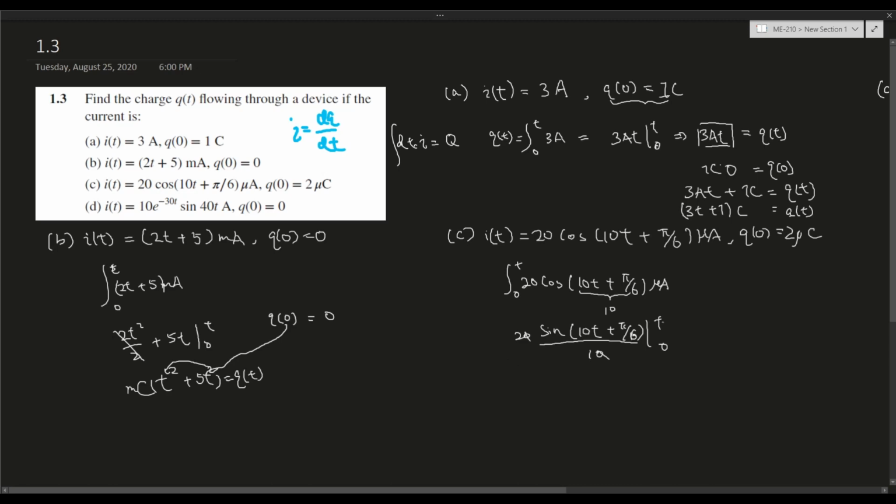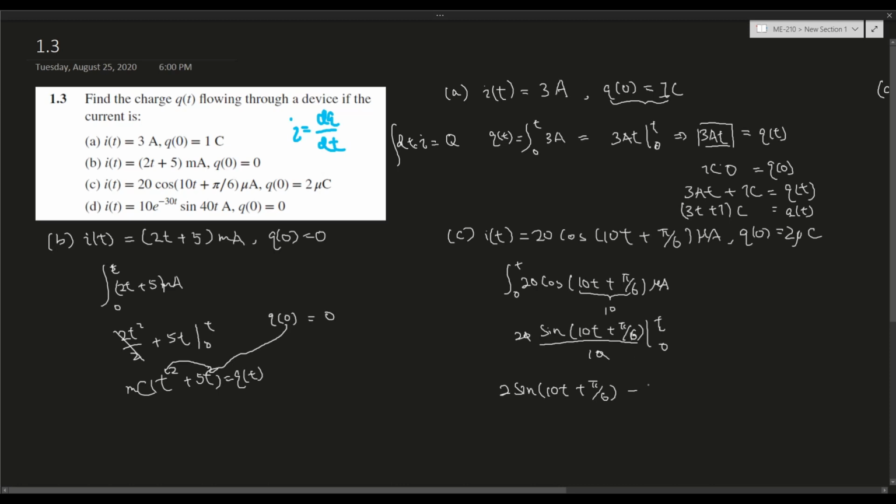This time, let's just write it out, because we're dealing with sines and cosines, and 0 doesn't necessarily give us 0 anymore. So here, everything stays constant. Plus this, and minus that, so 10t plus 0 now, that will give us 0. So it would just be sine of pi over 6.